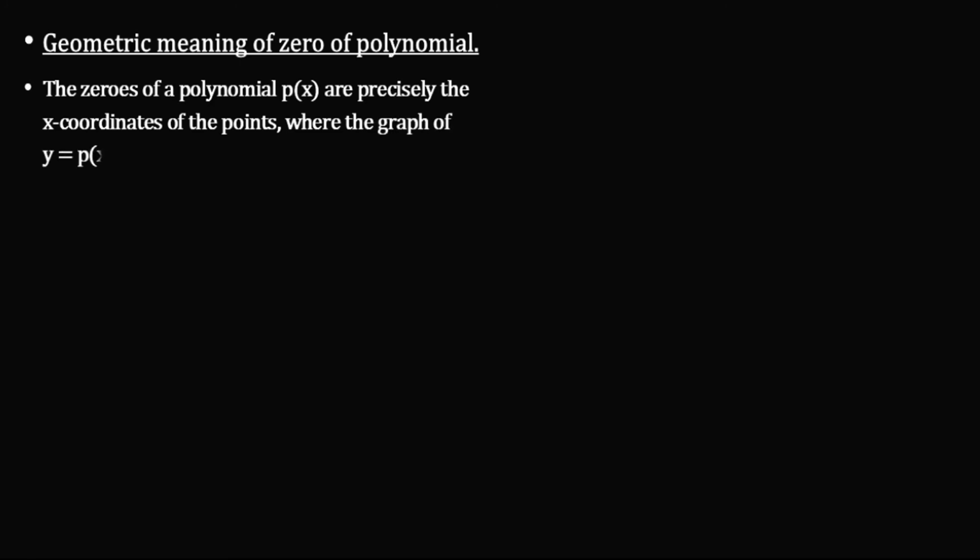The points where the graph y equal to p of x intersects the x-axis. Okay, that is the zeros of the polynomial, or the x-coordinates of the points where the graph of the polynomial intersects the x-axis. That is, the graph of the polynomial will intersect the x-axis.